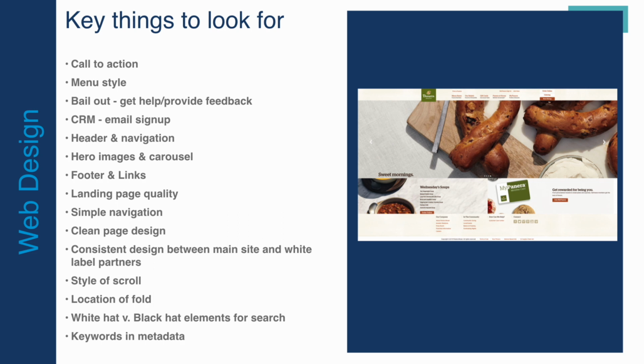The style of the scroll. Is everything above the fold, or is there a scroll where the user has to continue on to get important information? Do images on the page change or enhance as you scroll? That's called parallax. Location of the fold is super important because depending on your screen resolution and how zoomed in you are, you may lose key information. White hat versus black hat search elements, which means, are you following the best practices? Are you playing nicely with Google? And then keywords and the metadata.